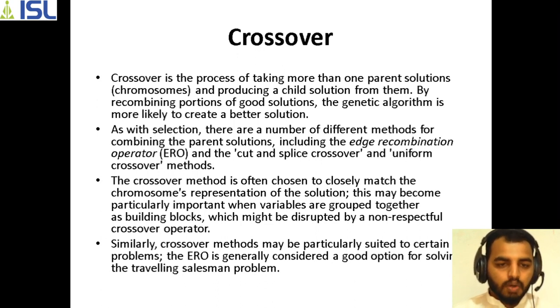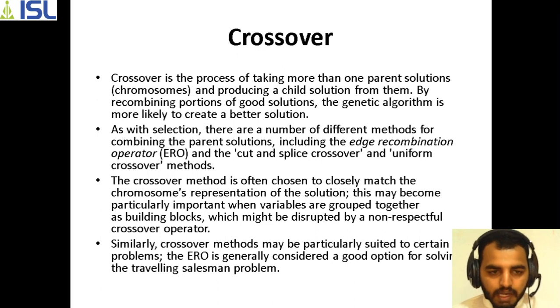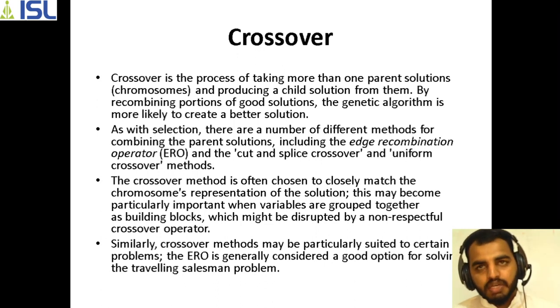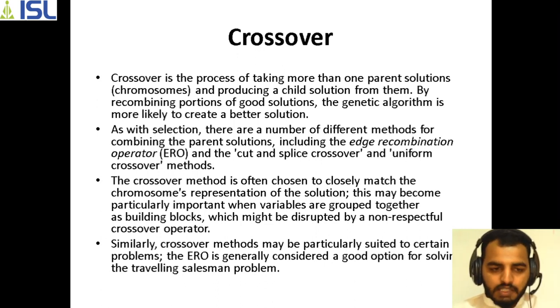Now the next point: the crossover method is often chosen to closely match the chromosome representation of the solution. This may become particularly important when variables are grouped together as building blocks, which might be disrupted by a non-respectful crossover operation. Now the last point: similarly, crossover methods may be particularly suited to certain problems. What is ERO? The edge recombination operator is generally considered a good option for solving the traveling salesman problem.